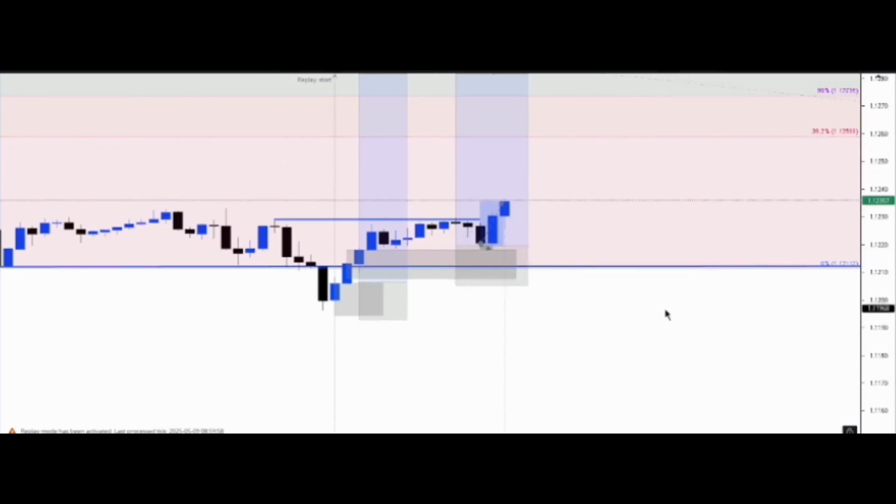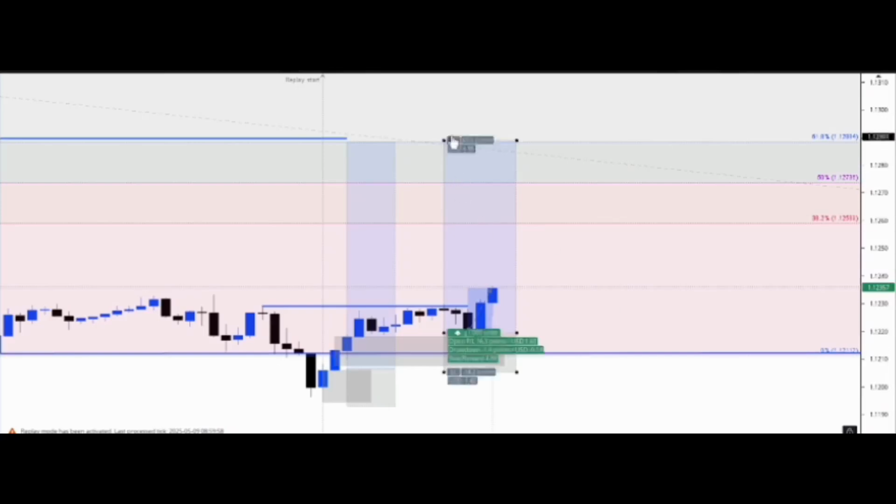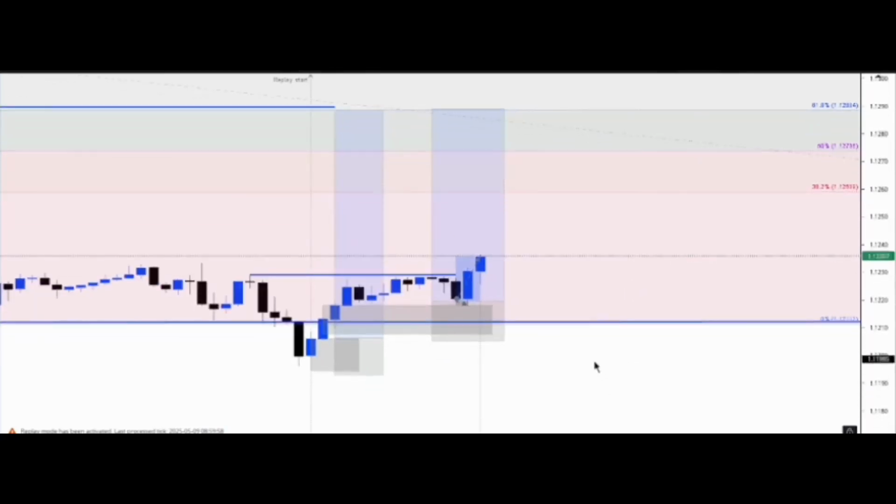Simple. Now all of it is pointing to this 61.8. Once price gets to this 61.8, we want to take price lower. So let's continue to advance price.